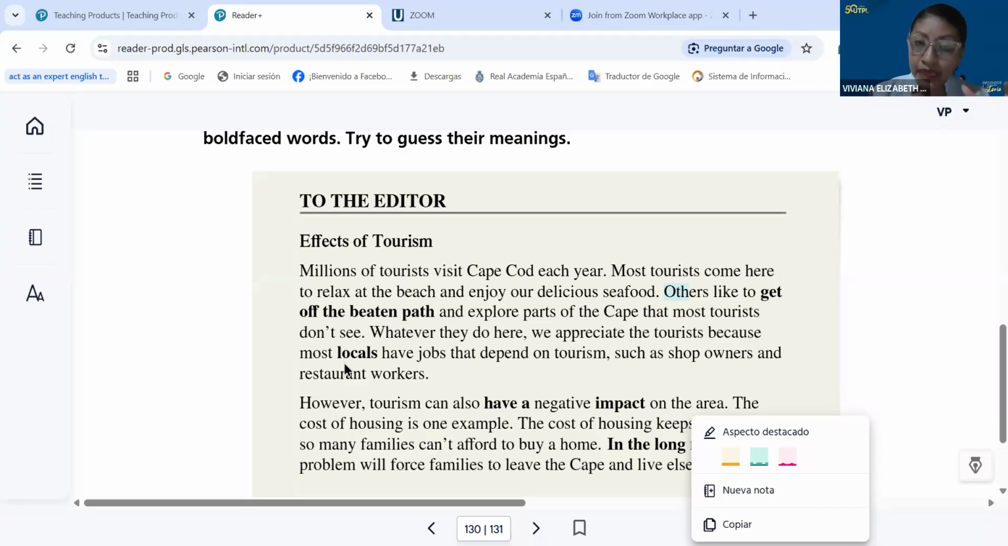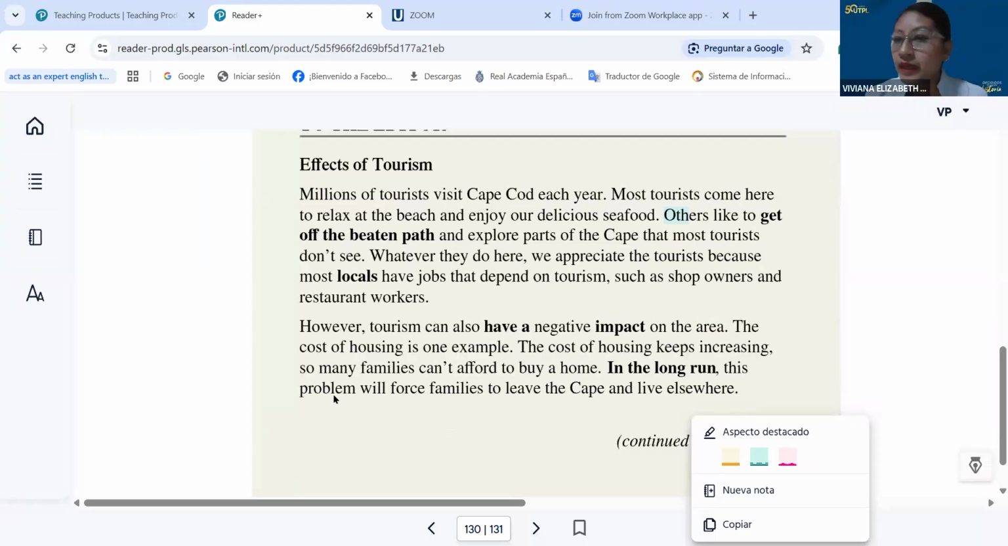So these locals who depend on tourism receive, let's say, good benefits from tourism. That can be like the good side. But of course, we will have the negative side. We are going to read it in the next paragraph. John, can you continue with the next paragraph?